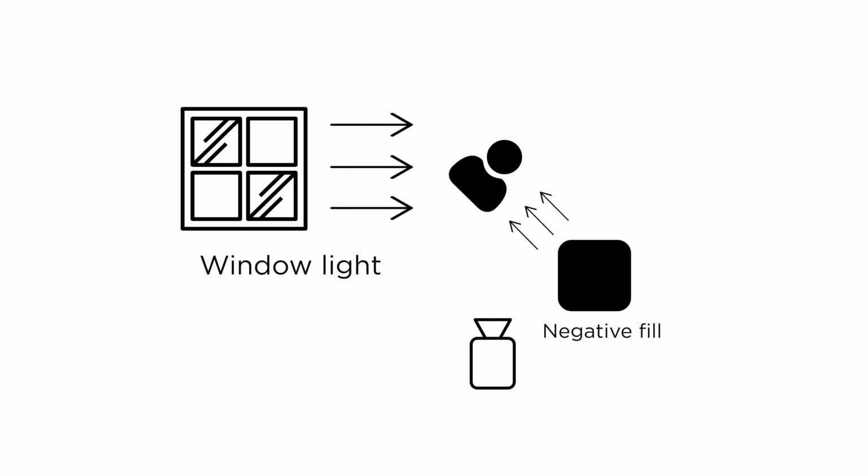Now that brings me to the next tip. If you find that the shadow side of her face is too bright, you can use negative fill to create darker shadows and more depth in your shot.